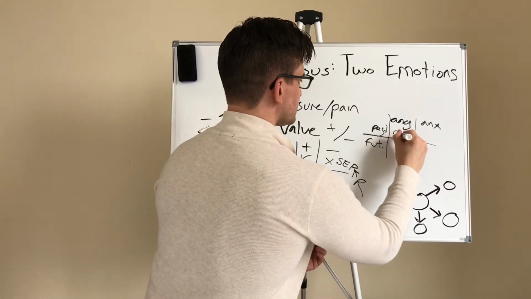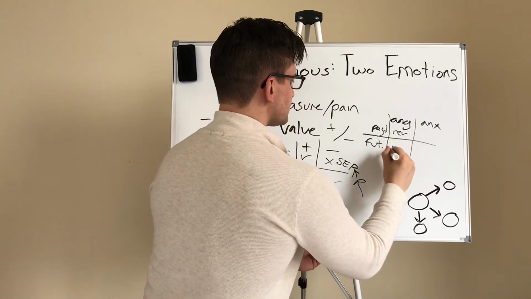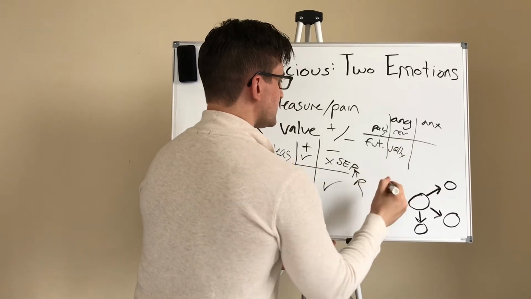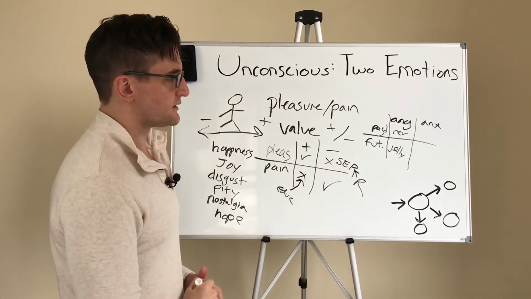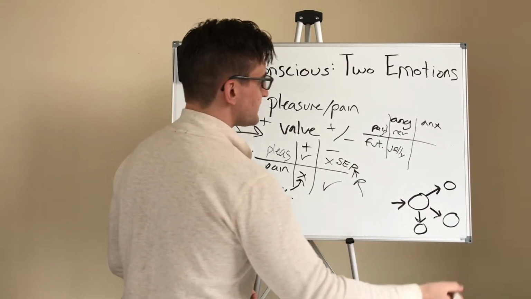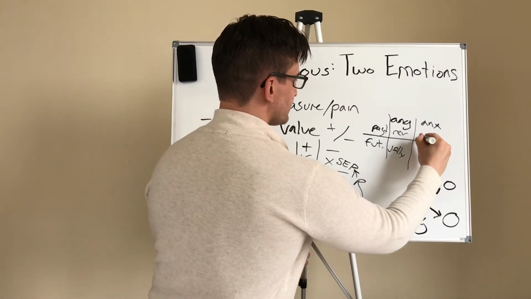This is revenge. We talked about this. Anger into the future, this is jealousy. You're anticipating somebody getting your need before you can get it. That's all jealousy is. It's anger directed into the future. Anxiety in the past, this is regret.